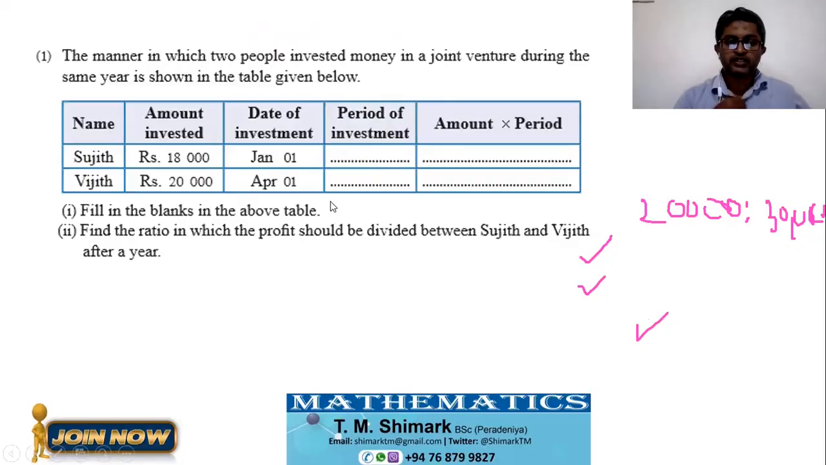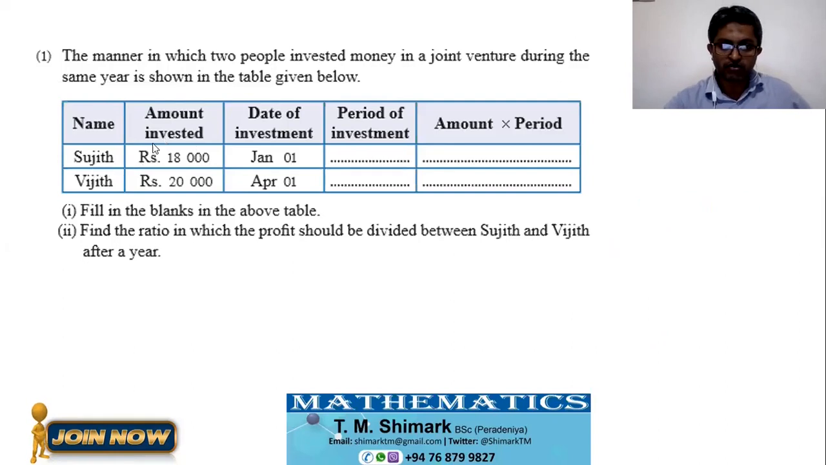Next question: the manner in which two people invested money in a joint venture during the same year is shown in the table given below, right? Now we need to fill the blanks here. That's all we have to do. Don't worry about anything else. Just fill the blanks. Sujit invested an amount of 18,000.